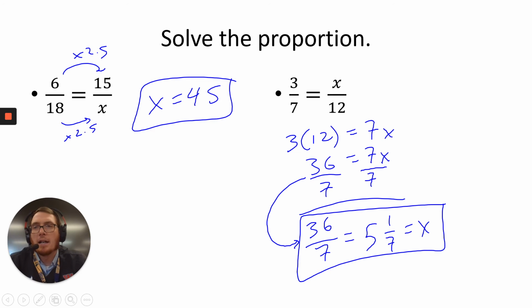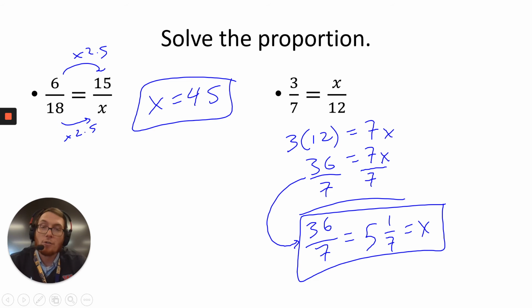Next one, 6 times 2.5 is 15. If you didn't know how to find that, you could take 15 divided by 6 and get 2.5. You could have also simplified this down to 1/3. That's another option. And then you multiply across to get the answer of 45.